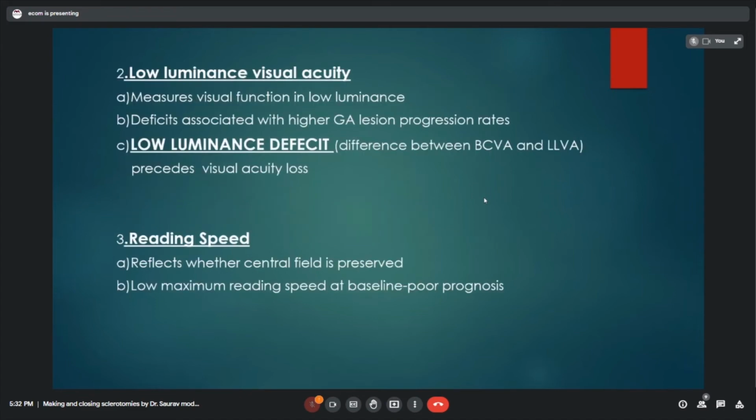Low luminance visual acuity measures visual function in low luminance, and deficits are associated with higher GA lesion progression rates. Low luminance deficit can be determined by the difference between BCVA and low luminance visual acuity. Reading speed reflects whether the central field is preserved or not, and a low maximum reading speed at baseline indicates poor prognosis.